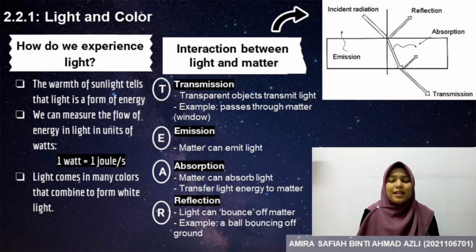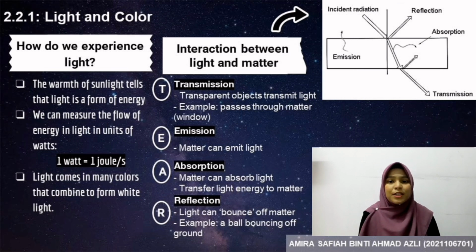Let's move on to the next topic, which is properties of light and matter. First is light and color. How do we experience light? We experience light with the warmth of sunlight, which tells us that light is a form of energy. We can measure the flow of energy in light in units of watts. One watt is equal to one joule per second. Light also comes in many colors that combine to form white light.